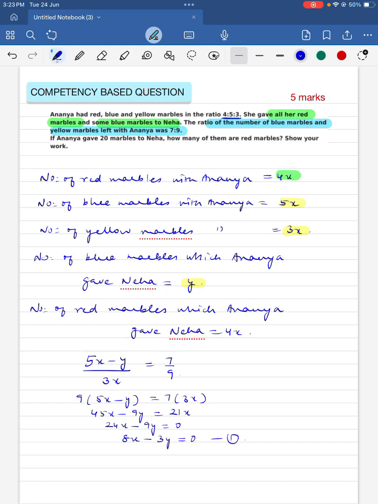Now they've mentioned in the question also that Ananya gave 20 marbles to Neha. So how many marbles did she give to Neha? She's given some blue marbles and all her red marbles, and that totals up to 20. So 4x, that is all the red marbles, plus y, the blue marbles that she gave Neha, is equal to 20. So that's our second linear equation.